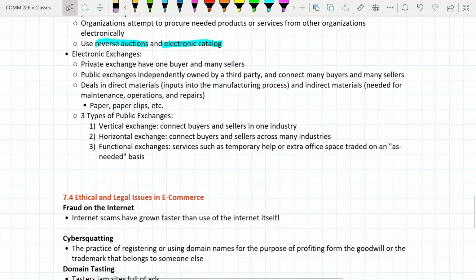So there are three types of public exchanges. You have your vertical exchange, which connects the buyers and sellers in one industry. So let me highlight that. The vertical exchange connects buyers and sellers in one industry. Your horizontal exchange connects the buyers and sellers across many industries. So the functional exchange is services such as temporary help or extra office space traded on an as-needed basis.